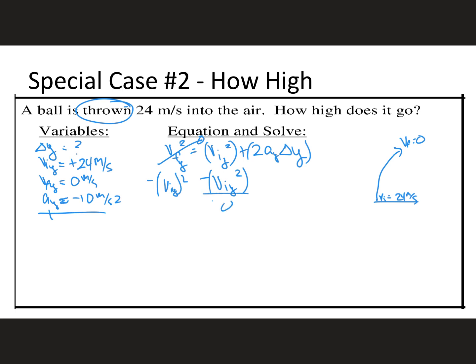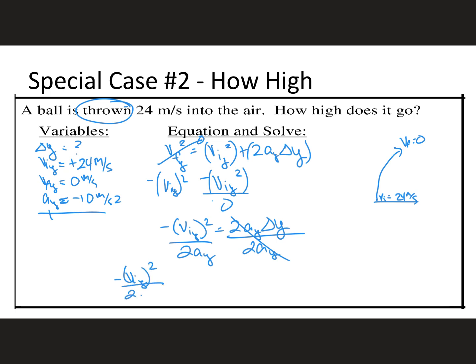Okay, that becomes 0. So we've got minus the initial velocity in the y direction squared is equal to 2a y. There's delta y. We're solving for delta y, so we're going to divide both sides by 2 times the acceleration in the y direction. That will go away. So we're left with minus the initial velocity in the y direction squared divided by 2 times the acceleration in the y direction.